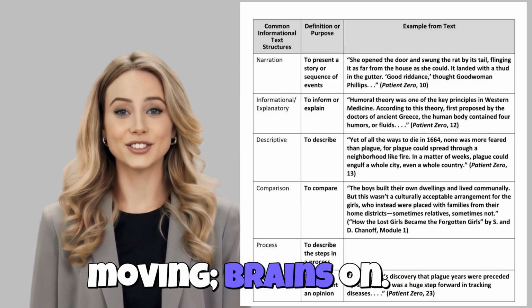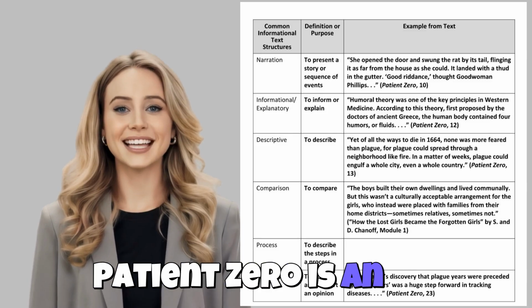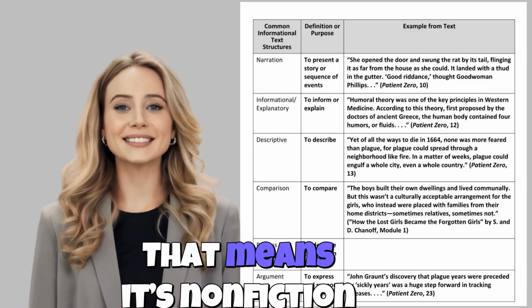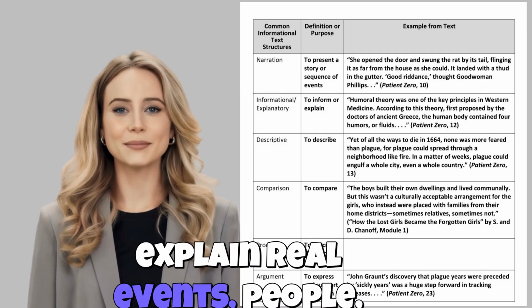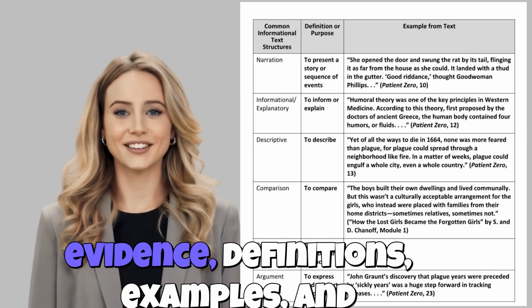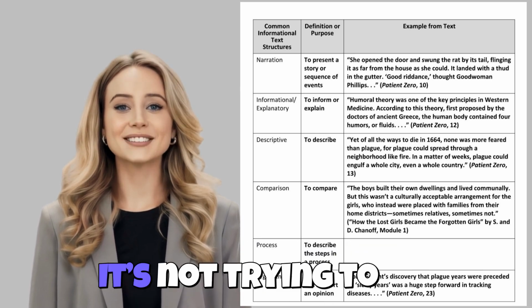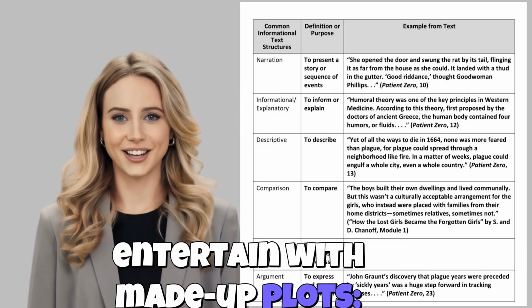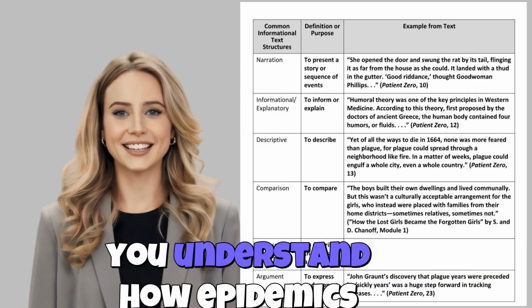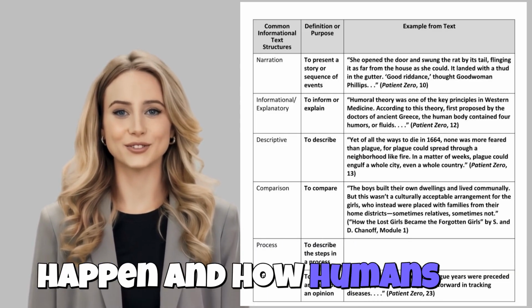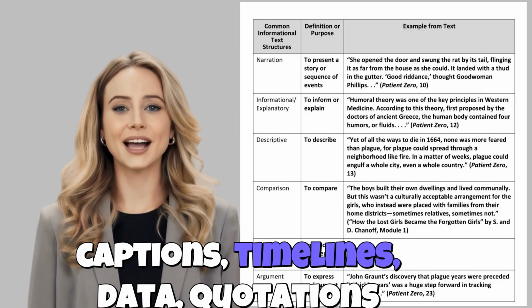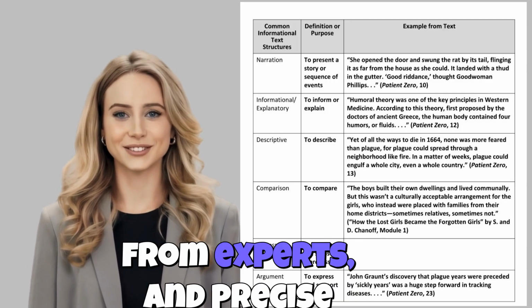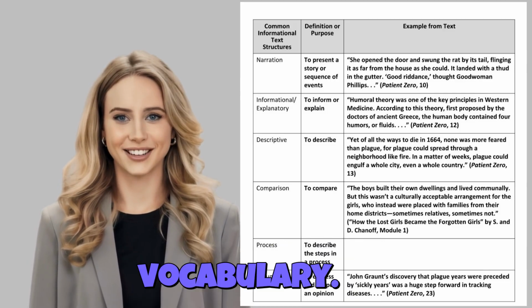Pencils moving, brains on. Patient Zero is an informational text. That means it's non-fiction written to inform readers, to explain real events, people and ideas with facts, evidence, definitions, examples, and clear structure. It's not trying to entertain with made-up plots. It's trying to help you understand how epidemics happen and how humans respond. Expect features like headings, captions, timelines, data, quotations from experts, and precise vocabulary.